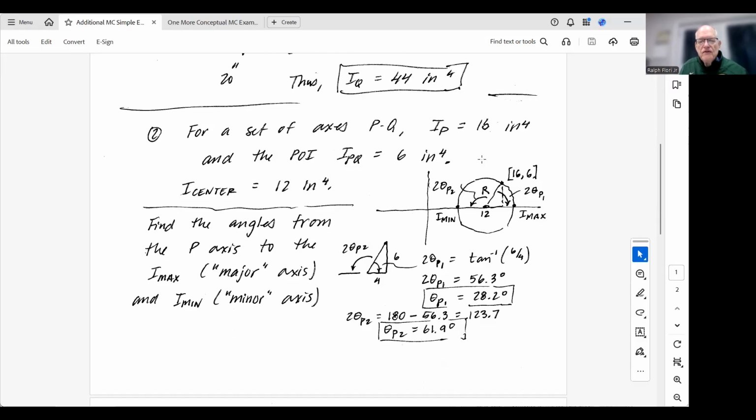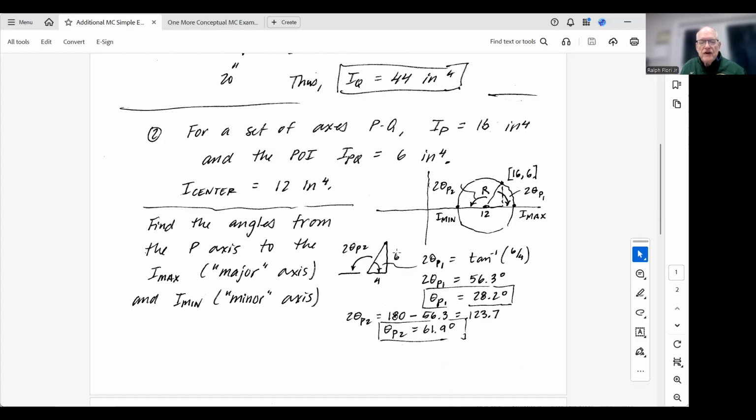If you draw a Mohr Circle, the center is at 12. Point P is up here, which is 16 and 6. The angle to I max is 2 theta P1 on Mohr Circle. The angle from P to I min is 2 theta P2 on Mohr Circle. If you draw this right triangle, the vertical side is 6. The horizontal side is 16 minus 12, which is 4.